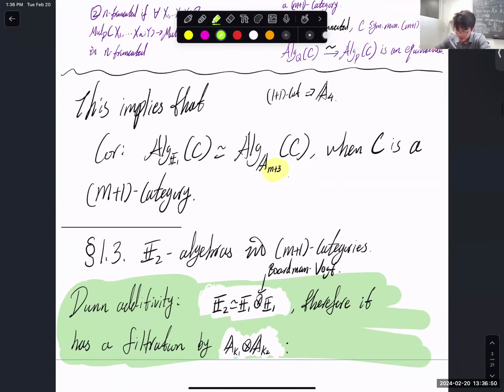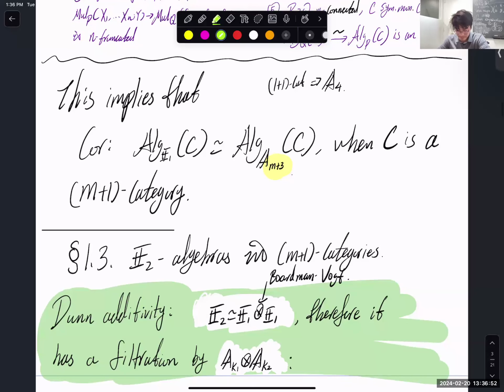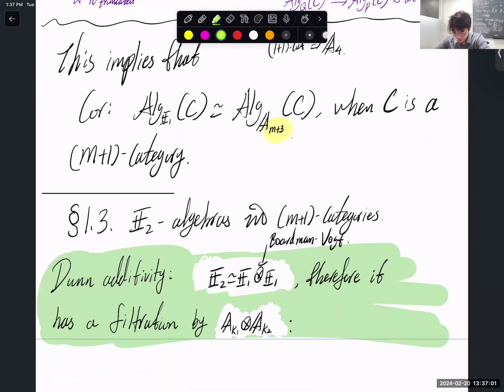Oh, sorry, it's actually written here. Yes, exactly. For an N plus 1 category, you need the subscript to be N plus 3. That's just how it is. Are there any questions about this? That's the review part of this talk.